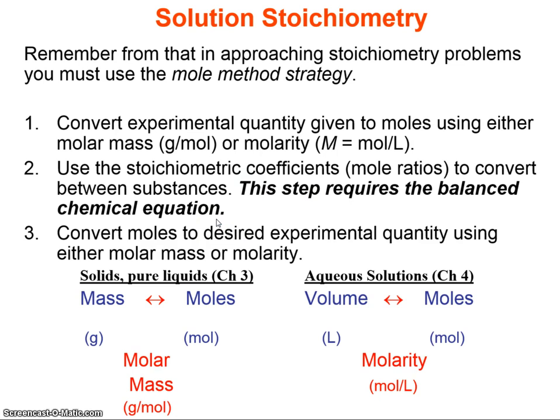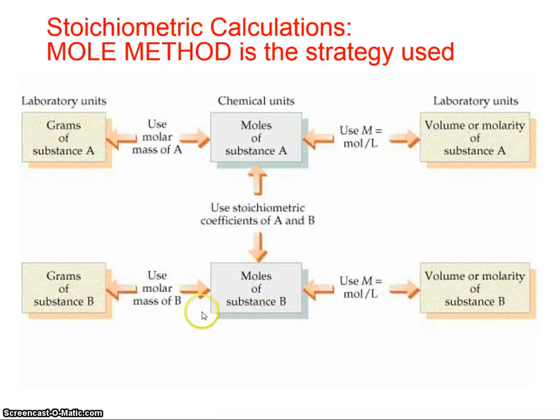What if you got something like strontium hydroxide? Well, strontium hydroxide is going to be a base. It's a strong base, but it generates 2 hydroxide ions per mole of strontium hydroxide. So you've got to check the stoichiometry, right? So don't forget this step. Convert to moles the desired experimental quantity using either molar mass or solubility. So you can go from mass into moles, or you can go from volume and concentration into moles.